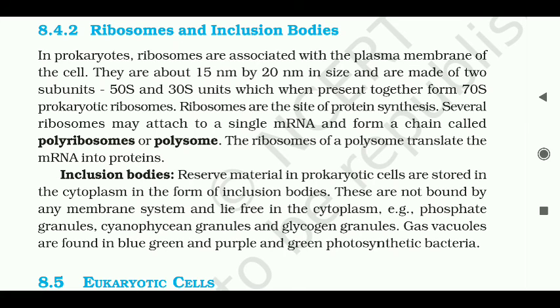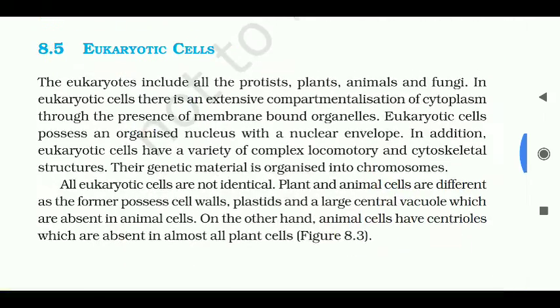Inclusion bodies: reserve material in the prokaryotic cells is stored in the cytoplasm in the form of inclusion bodies. These are not bound by any membrane system and lie free in the cytoplasm. Examples: phosphate granules, cyanophycin granules and glycogen granules. Gas vacuoles are found in blue-green and purple and green photosynthetic bacteria.